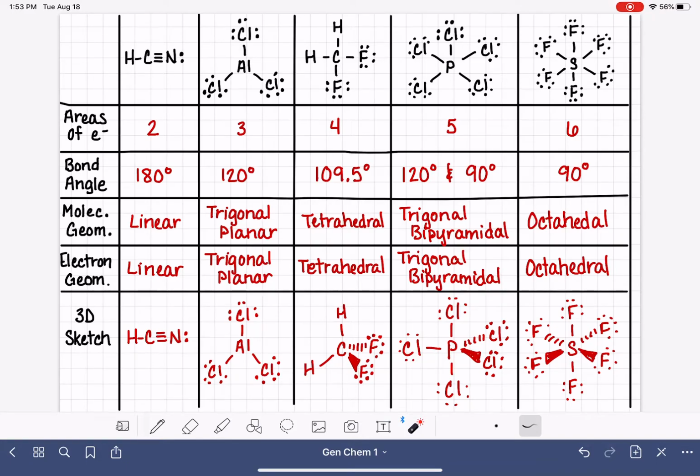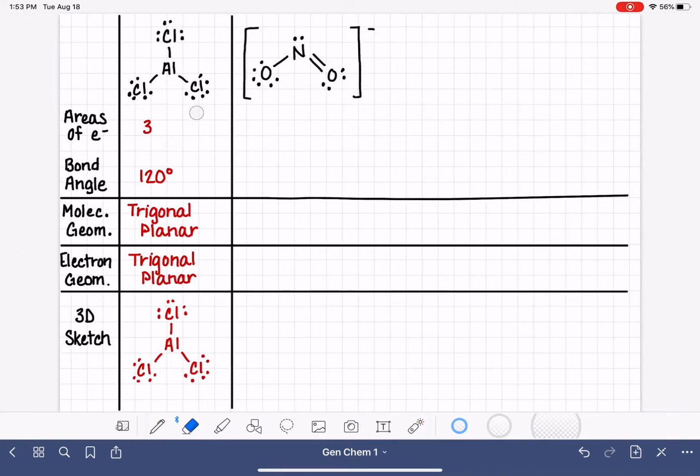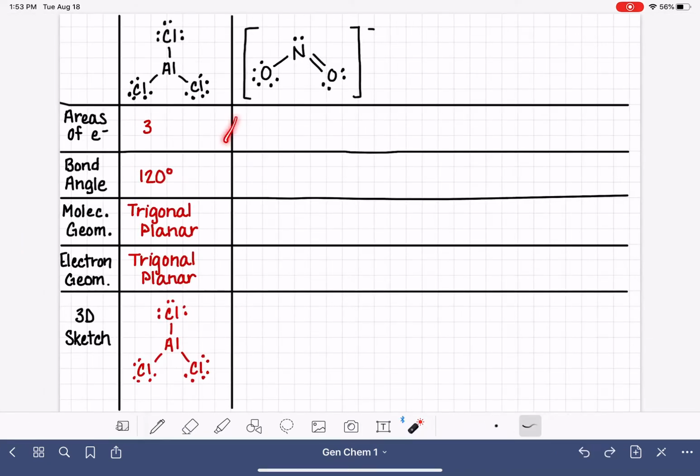In this video, we're going to be looking at molecules that have 3 through 6 areas of electrons. At least one of those areas of electrons is a lone pair. And we are going to start with 3 areas of electrons. Now what I have here in this column, AlCl3, is information that we already covered in a previous video, and I just have it here for reference.